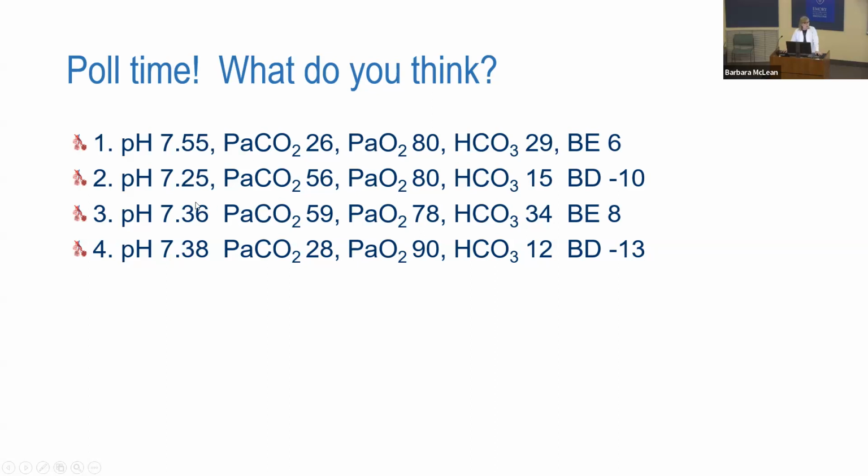7.36, perfect, yes or no? Okay. Inside or outside range? But it is down, so it's on the acid side. Okay, now that could be a normal variation. I just have a little excess acid, or it could mean I have acidosis with compensation. So let's look. PaCO2, perfect, yes or no?